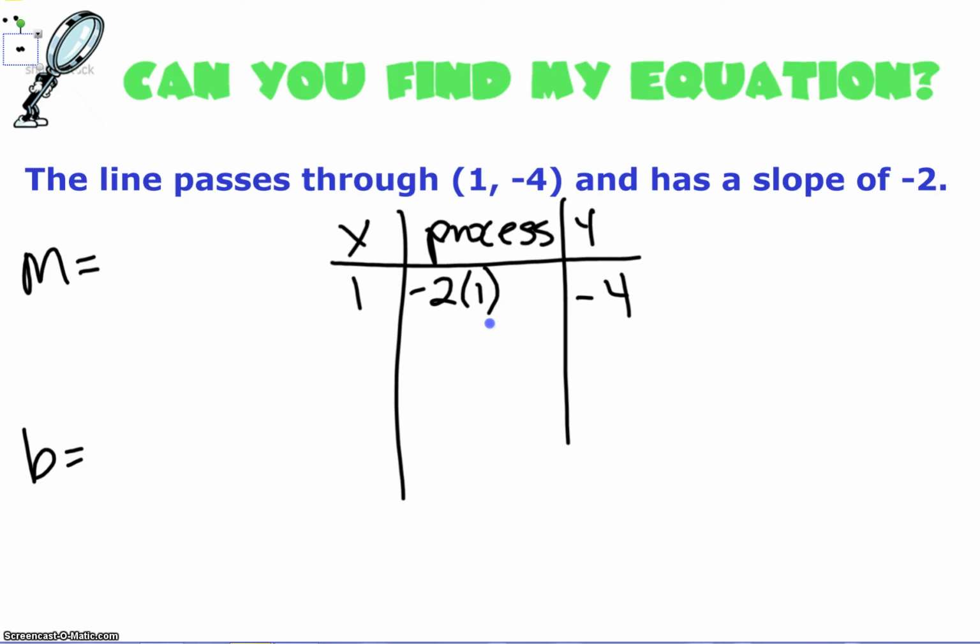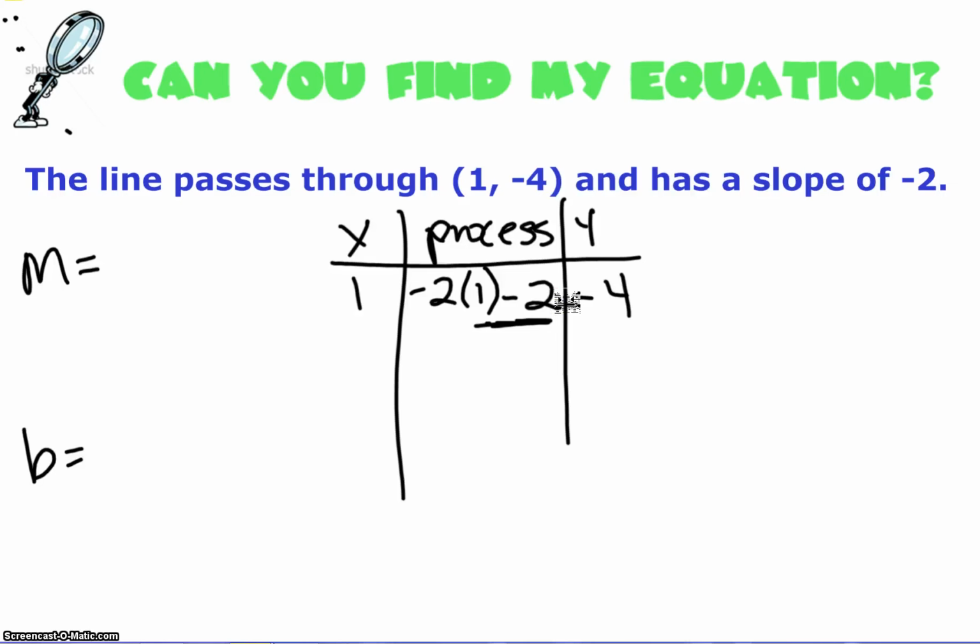We need to find our constant right here. So -2 times 1 is -2, but I know I need to get to -4. So what am I going to add or subtract to -2 to get to -4? The answer is you're going to subtract 2 more.